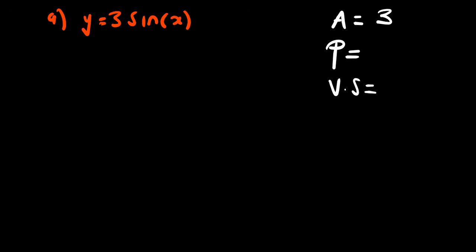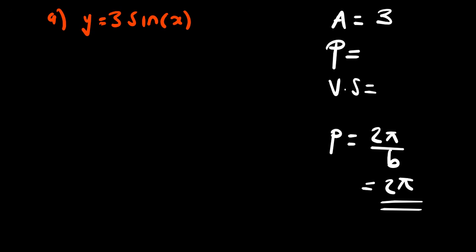Then the period: the way we find the period is 2 pi over b. B is the number attached to x, the coefficient of x. You can see the coefficient of x is just 1. So 2 pi over 1 is just 2 pi. This shows how long one cycle is going to take. Now that we have this information, we have everything we need to graph.